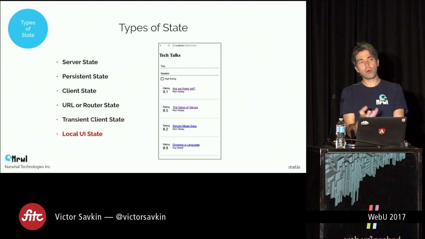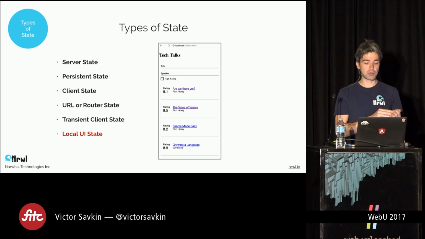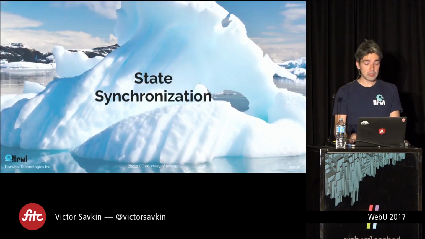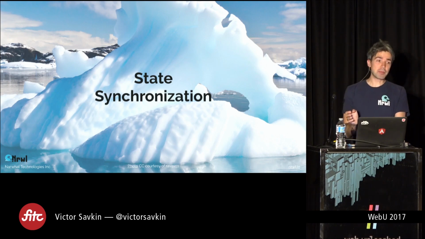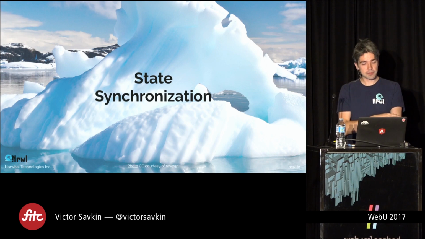Finally, individual components can have local UI state that governs small aspects of their behavior, like what should be the color of a button, the scrolling position, what should be selected, what should be expanded, stuff like that. Okay? That's local UI state. And it's usually derived from other types of state, but it doesn't have to be. So pretty much any web app, regardless of what technology you use, will have these 6 types of state.